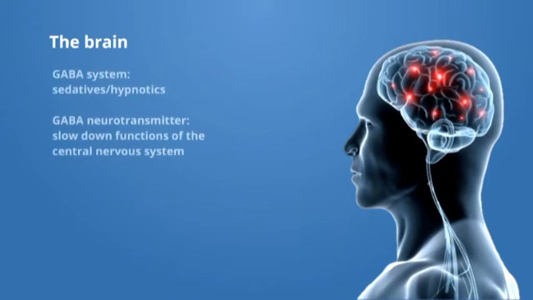Let's focus on the GABA receptor. There are neurons in the central nervous system that use the amino acid GABA as a neurotransmitter, which is unique among amino acids in that it is manufactured almost exclusively in the brain and spinal cord. GABA acts as a natural tranquilizer, mitigating the stress response and lowering anxiety levels as well as slowing down functions of the central nervous system.